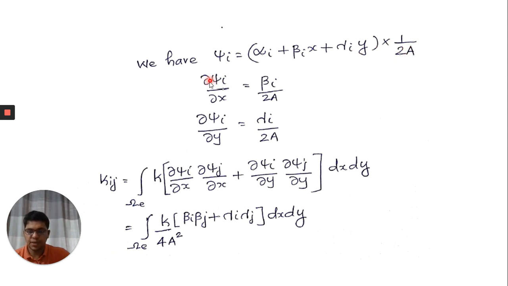So if you take the partial differentiation with respect to x, dou psi i divided by dou x is equal to beta i divided by 2A. Dou psi i divided by dou y is equal to gamma i divided by 2A. So the values of the elementary stiffness matrix Kij are equal to the integration over the domain of k into (dou psi i by dou x times dou psi j by dou x plus dou psi i by dou y times dou psi j by dou y) dx dy. If you substitute from here, for dou psi i by dou x you get beta i by 2A, and for dou psi j by dou x you get beta j by 2A. So you are able to write it like this.